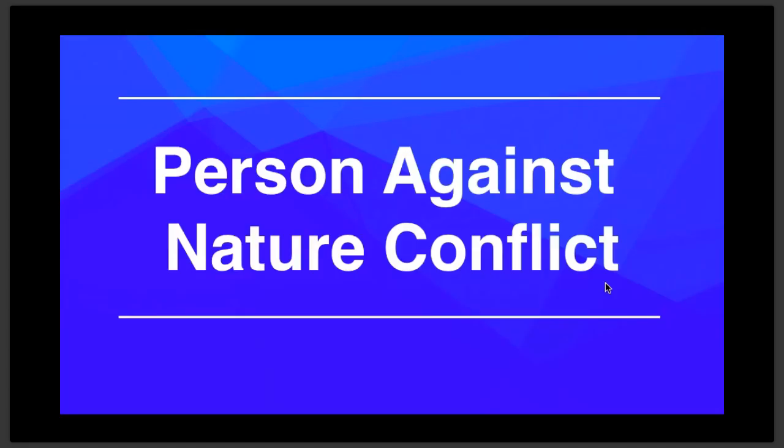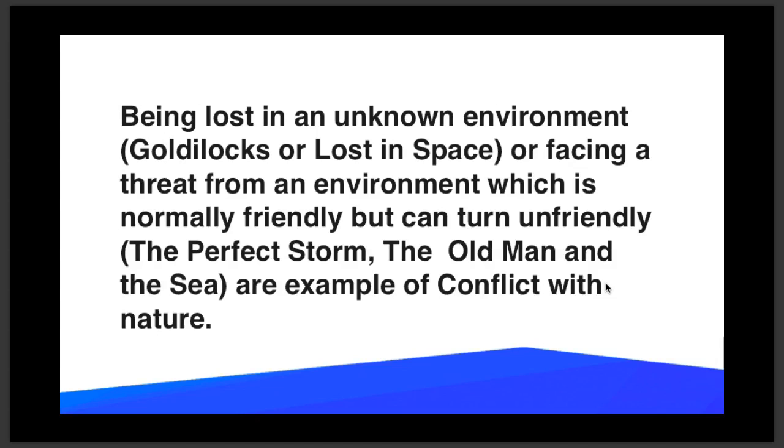So the second type of conflict that is very common is person against nature, or against the environment. Person against nature conflict means if you've ever been lost in an unknown environment, and that environment can be the woods for Goldilocks, it can be lost in space. It could be the first time you go to IKEA and you realize, oh my God, how big this place is and how easy it is to get lost in it. Small conflict or big conflict. Facing a threat from an environment which is normally friendly but can turn unfriendly.